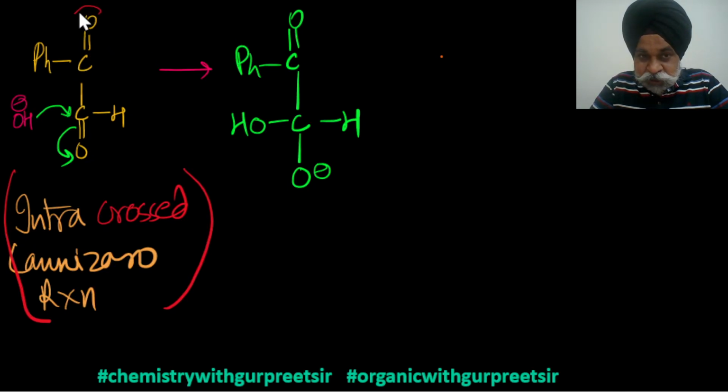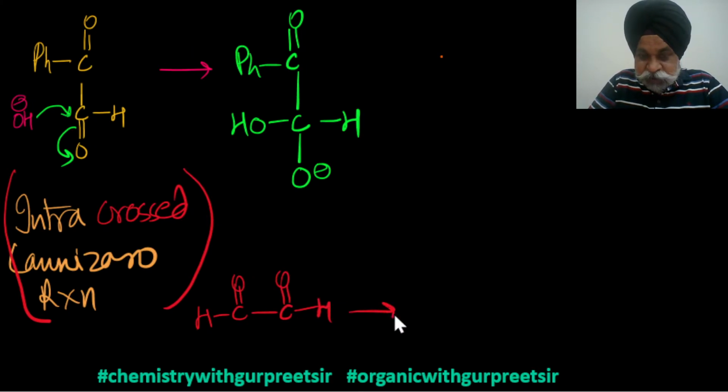carbonyl groups, where both of these carbonyl groups are chemically non-identical. So in that sense, it is crossed. If I had started with glyoxal, in the glyoxal, if you add OH negative, then I would say this has to be intra Cannizzaro because both are identical. Both carbonyl groups are identical in this case.